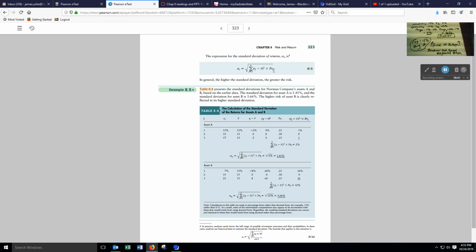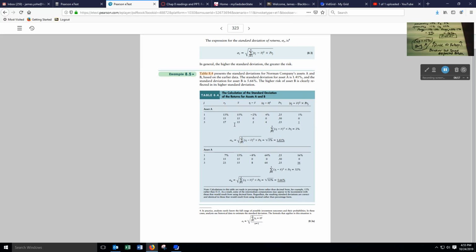Sum them for the three different scenarios in this case, and then take the square root of that, and that becomes the standard deviation of the return. So we'll do that for Norman Company's assets A and B.